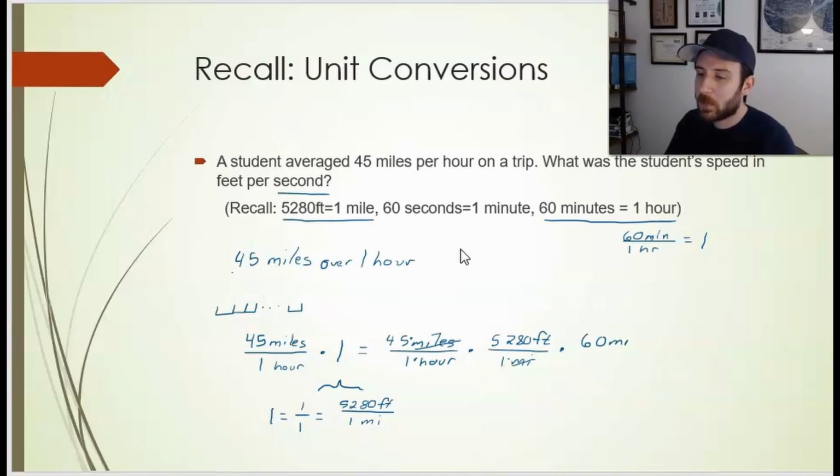60 minutes over 1 hour. If we multiply this through, notice that the hours will not be able to cancel with these hours. There is not one instance on the numerator and one instance on the denominator.